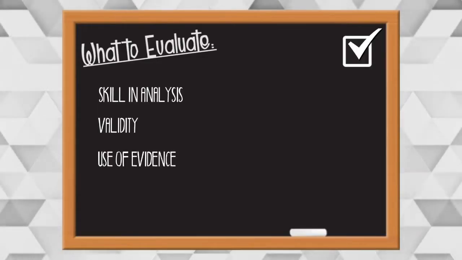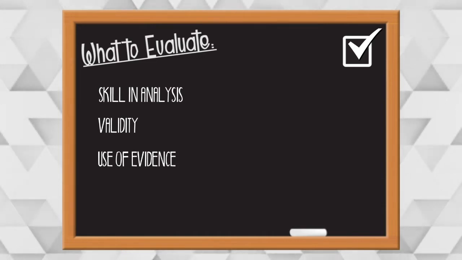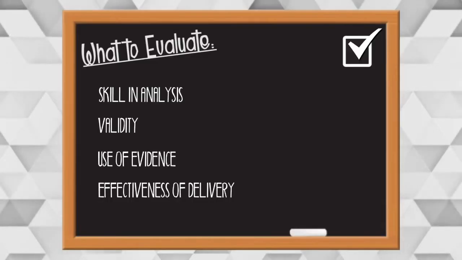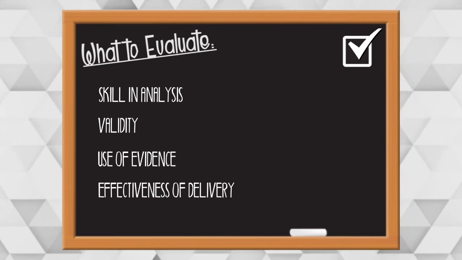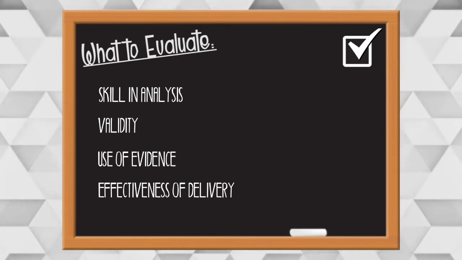Use of evidence. This includes the proper use of sources to form sound conclusions. Whether or not an argument requires evidence to be persuasive is up to you. Effectiveness of delivery, which includes a competitor's speaking skills and persuasiveness. Remember that while effective delivery is important, in debate, argumentation should be the first consideration.